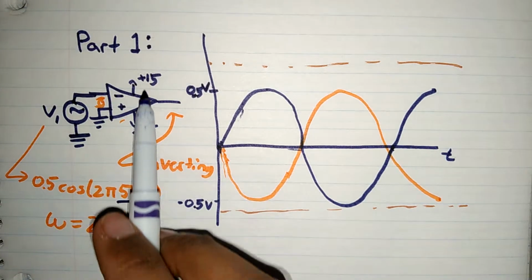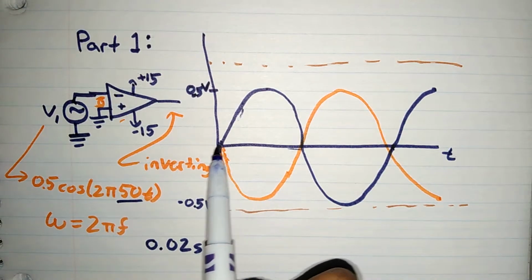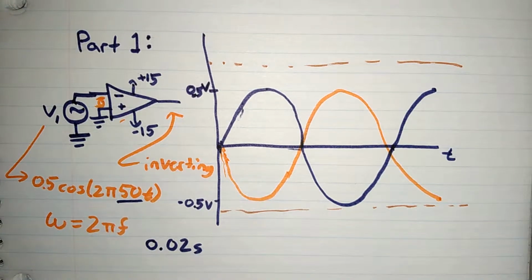We have plus and minus 15 volts in, so that should be our maximum, but the question states that saturation would be at 13 and negative 13. So it's almost the same anyway.